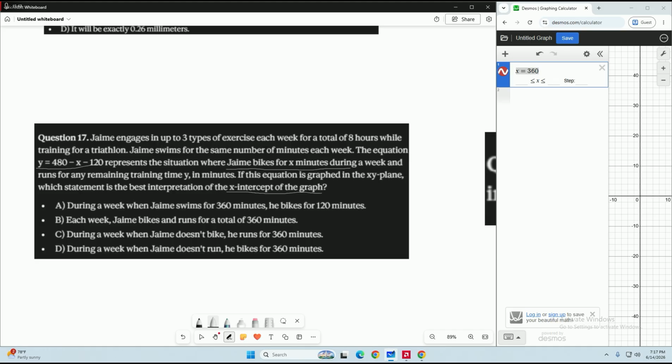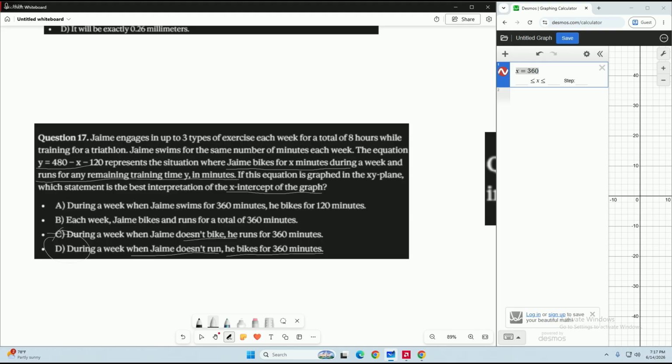Okay, so let's take a look at our options now. During a week when Jamie doesn't bike, that's incorrect because Jamie is biking for 360 minutes. So if we look at answer choice D, he bikes for 360 minutes, and that occurs when Jamie doesn't run. As we see in the question, he runs for any remaining time y in minutes. And we said y was 0 because the x-intercept of the graph is when y is equal to 0. So that means Jamie's not running, he's biking for 360 minutes. So D is our correct answer to this question.